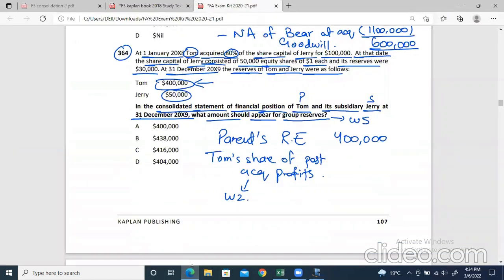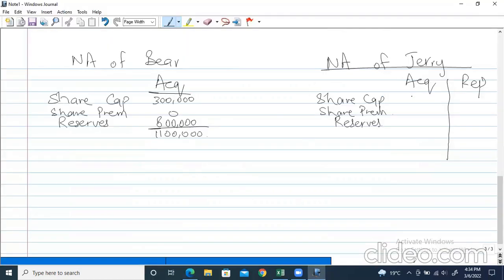So at acquisition, you can see at that date, share capital of Jerry consisted of 50,000 shares for $1 each. So that means 50,000 into 1 is 50,000, right? So $50,000 is at acquisition date, and this remains the same. It does not change, right? And premium, I don't think there is any in the question, right?